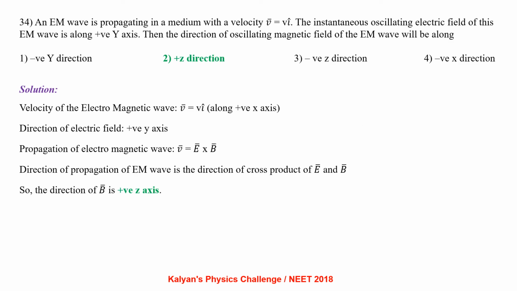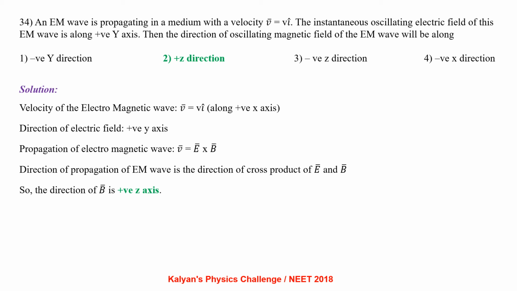An electromagnetic wave is propagating in a medium with a velocity v bar equal to v i cap. The instantaneous oscillating electric field of this electromagnetic wave is along a positive y-axis. Then the direction of oscillating magnetic field of the electromagnetic wave will be along. Velocity of the electromagnetic wave v bar equal to v times i cap, so it is traveling along positive x-axis.